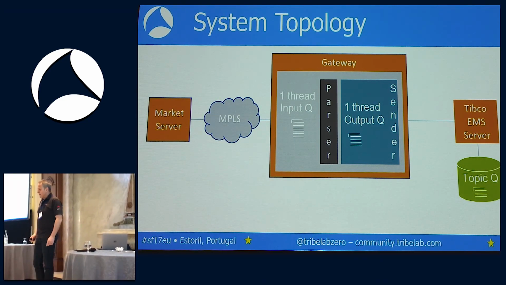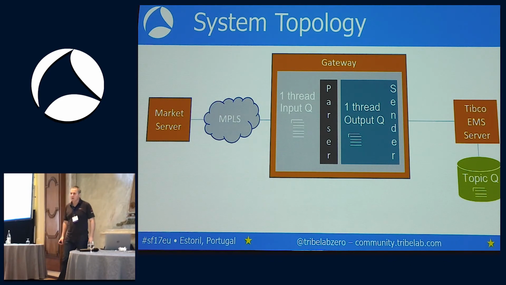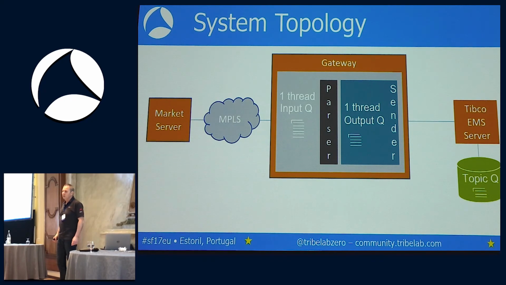The complaint is that it's incredibly slow. There's a massive time lag between the prices appearing in the market server and the prices being published on the topic queue in the enterprise service bus. So much so that they're treated as completely stale. It's completely stale data.